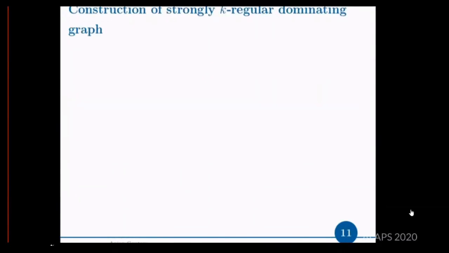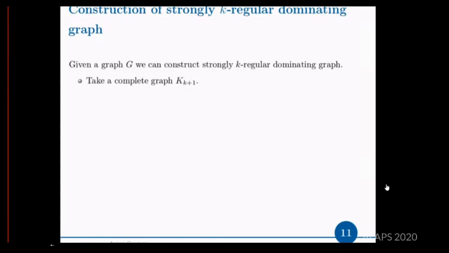Now we will show the construction of strongly k-regular dominating graph. Given a graph, how can we construct a strongly k-regular dominating graph for every graph? So given a graph G, we can construct a strongly k-regular dominating graph. For that, we will first take a complete graph with k plus 1 vertices.